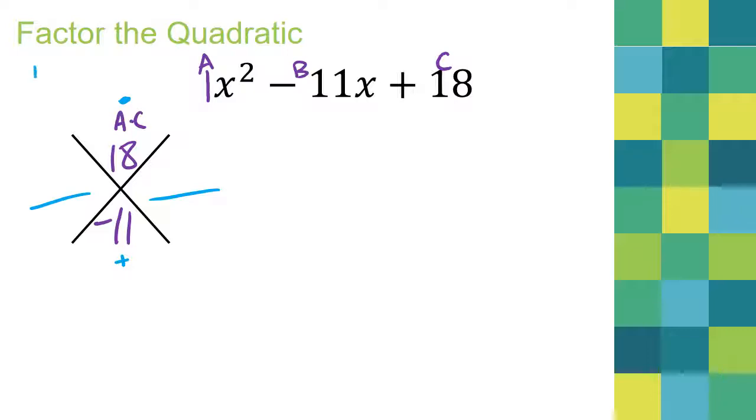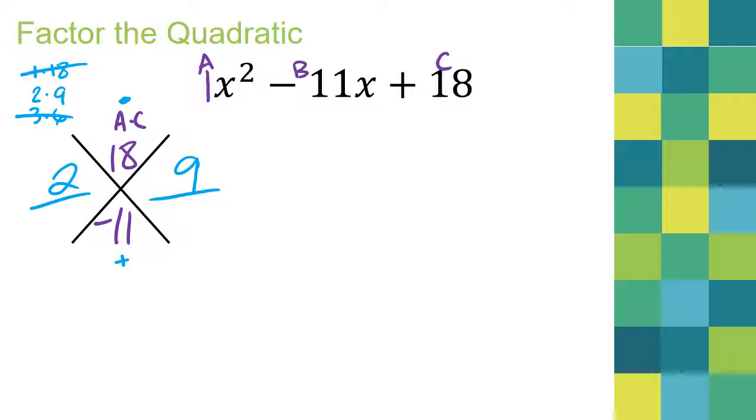So let's write out my factors. 1 times 18, 2 times 9, 3 times 6, 4 doesn't work, 5 doesn't work, and then I'm repeating myself with the 6. Now, which of those could get me to an 11? Definitely not 1 and 18. 3 and 6 can't. 2 and 9 can. So let's use 2 and 9.